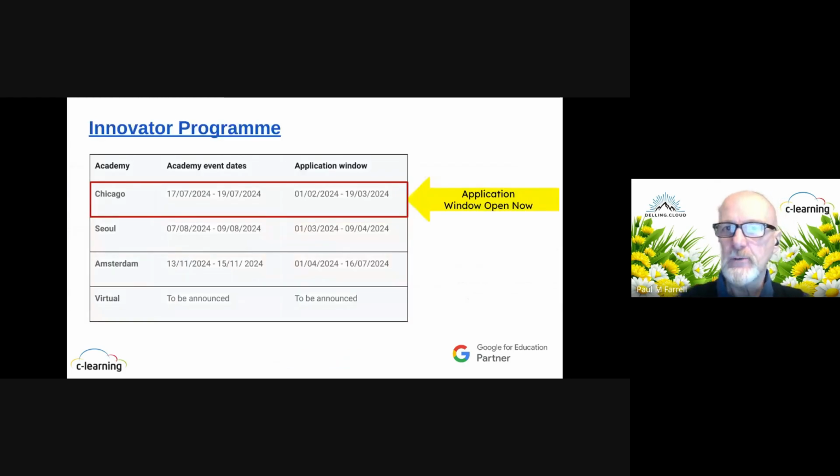Okay, so Innovator program. Dave and I got very, very emotional about our Innovator experience. It was an absolutely phenomenal experience. I would highly recommend it to anyone who's thinking, well, I've got my trainer, I've got my coach, what's next? The Innovator program is absolutely phenomenal. And the window to apply for the Chicago one, which is in English, is now open until the 19th of March. So it's worth having a little think about that.